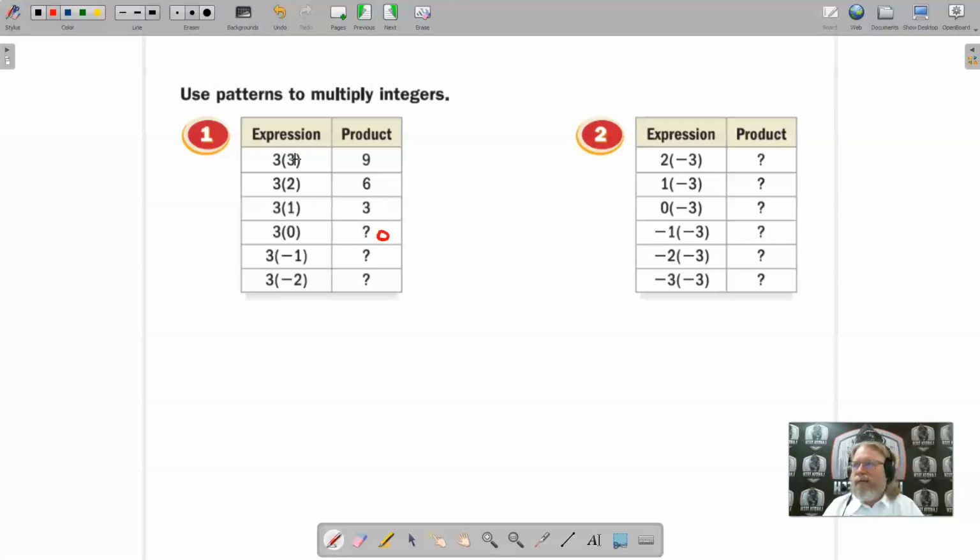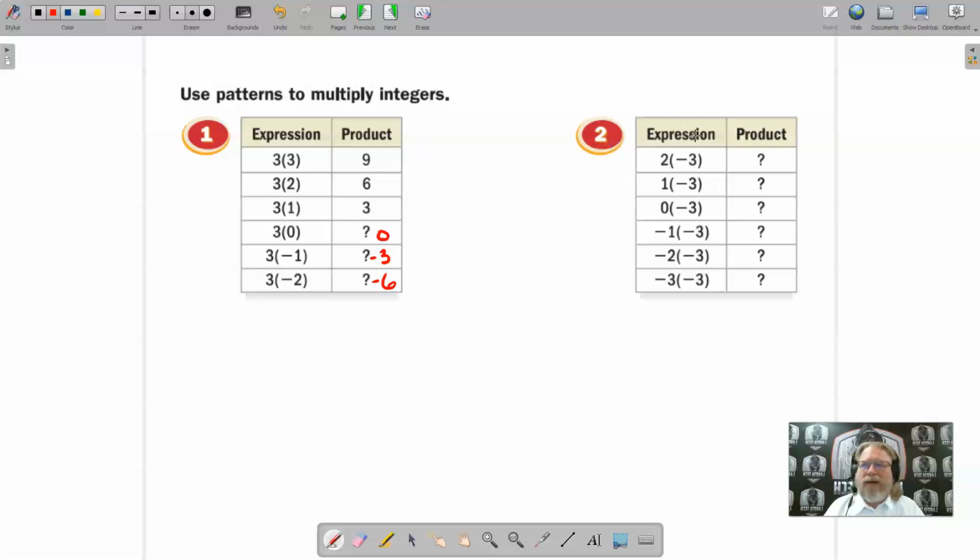And if we follow the pattern here, the first factor is always 3. And then the second factor, notice we're counting down. 3, 2, 1, 0, -1, -2. Well, if we follow that pattern in the products, we would have 9, 6, 3, 0. And if we kept going, we would get -3 and -6. And we'll look at this pattern here, what we might be able to imply from it in a moment, but let's look over here at table number 2.